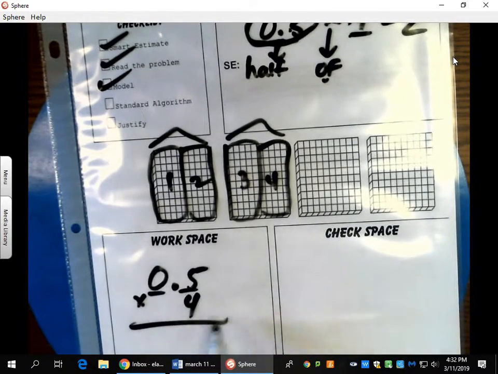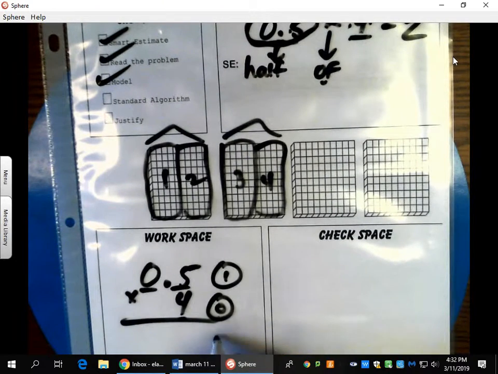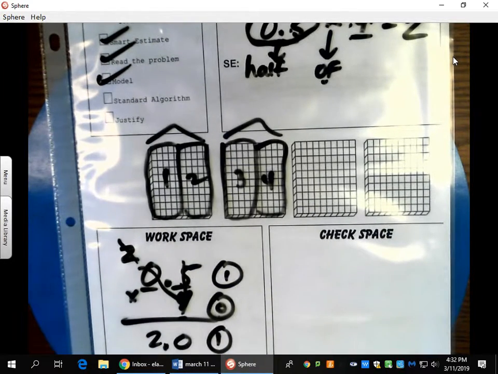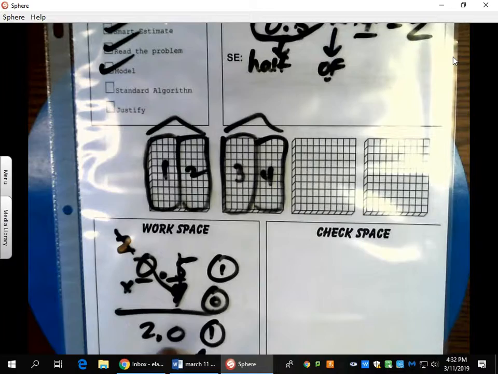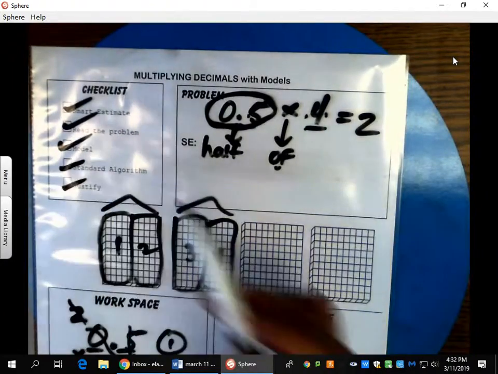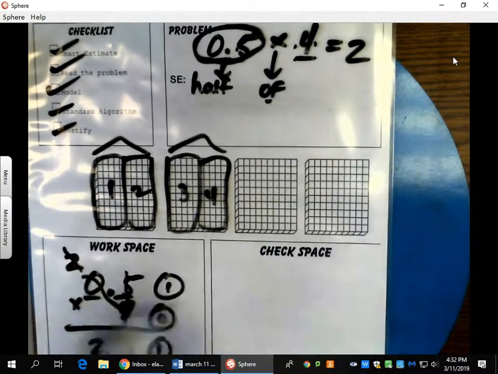There's 2 digits here and only 1 here. 1 place after the decimal, 0. My answer is going to have 1 place after the decimal. Okay, 4 times 5 is 20. 4 times 0 is 0, plus 2 is 2, and 1 place after the decimal. So I've got 2 whole. 2 whole, 2 whole. My standard algorithm and my estimation and my model all match, so I am in good shape.